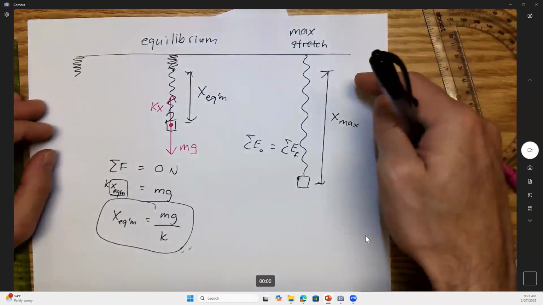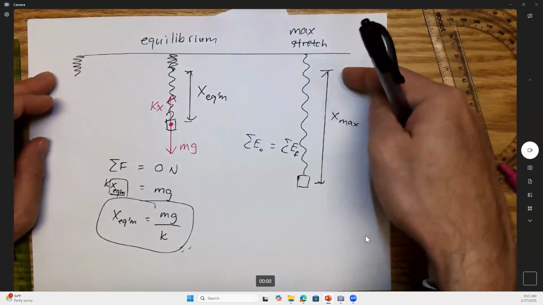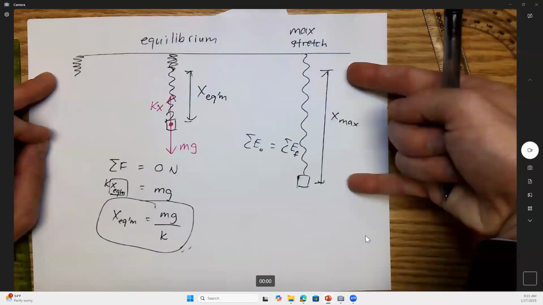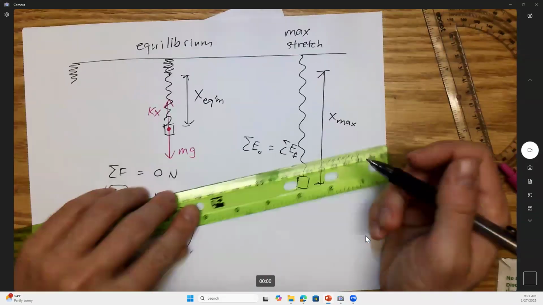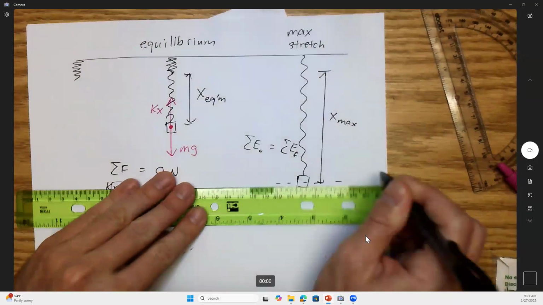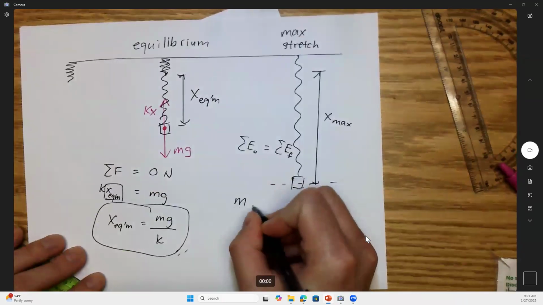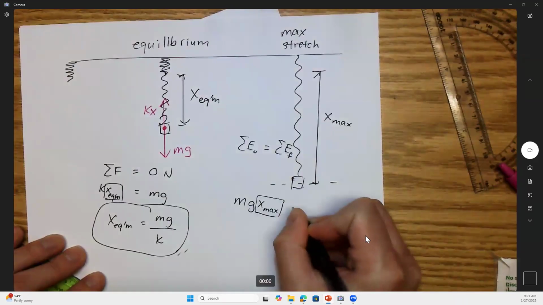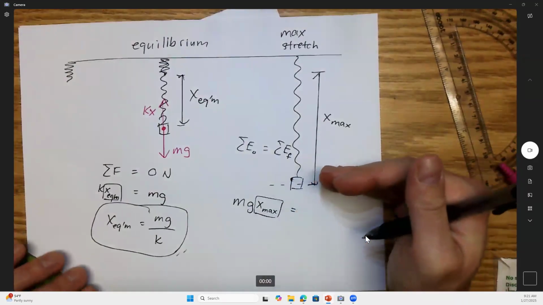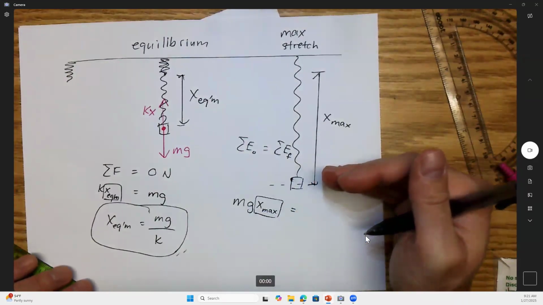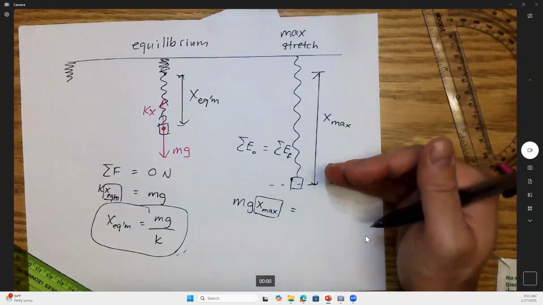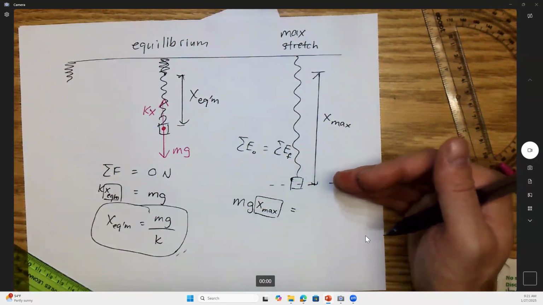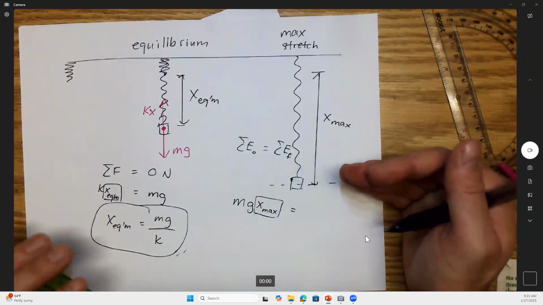Is that like mgh? Except instead of h, can I call it x max, relative to the lowest point it's ever going to be at down here? So I'll call it mgx max. That's what we're solving for. And at the bottom, where did all the energy go? Into the spring. There's no kinetic energy, which is good, because it's turning around, so it's not in motion at that moment. It's all in the spring.